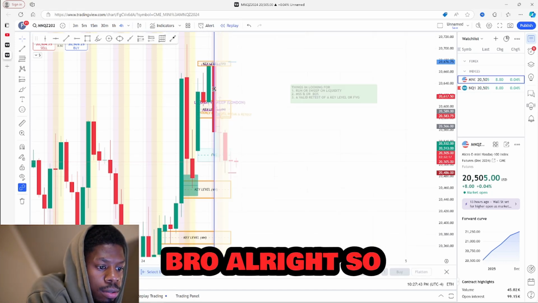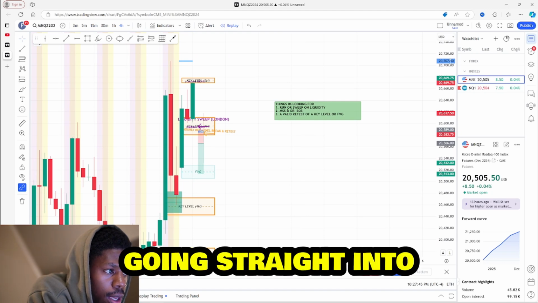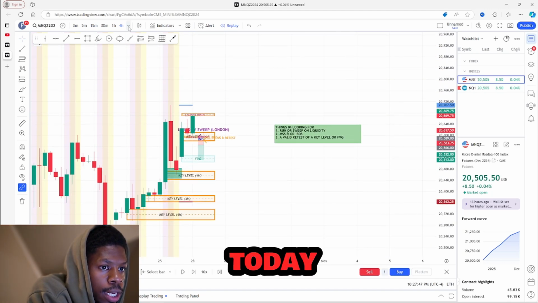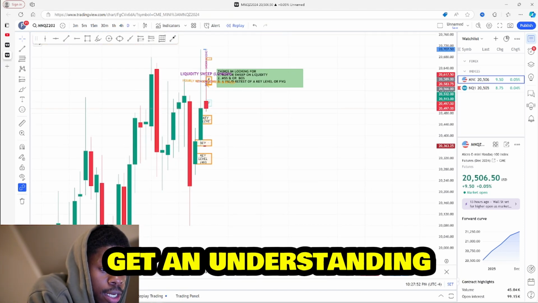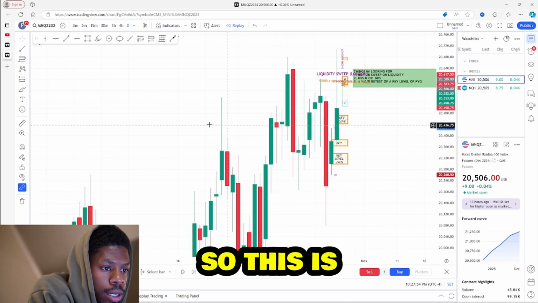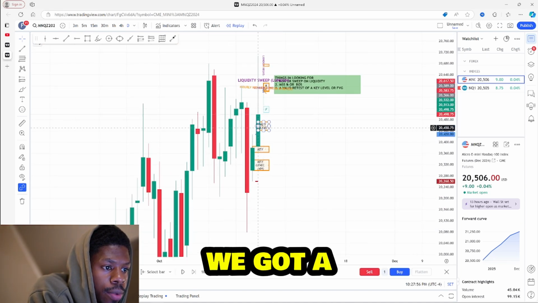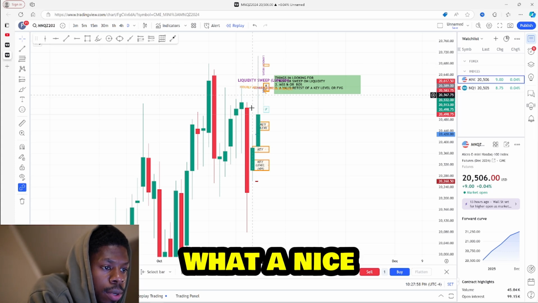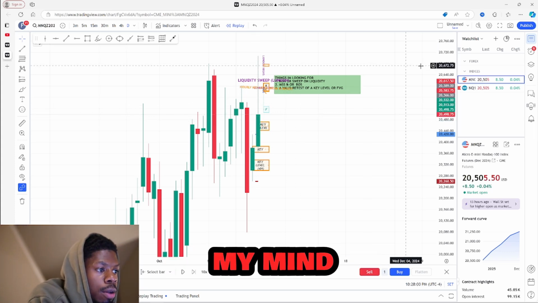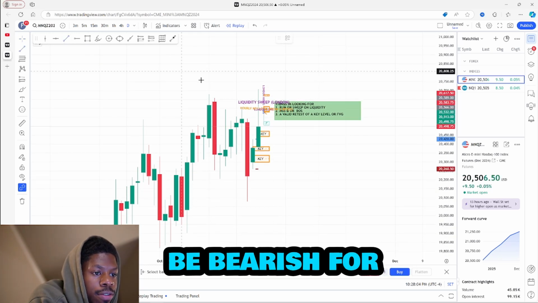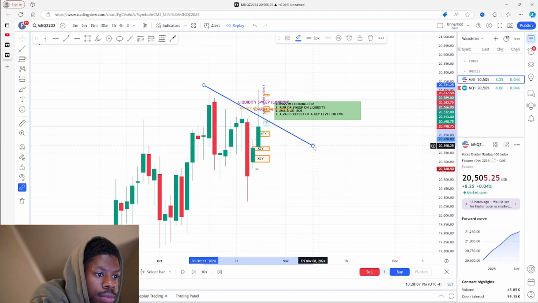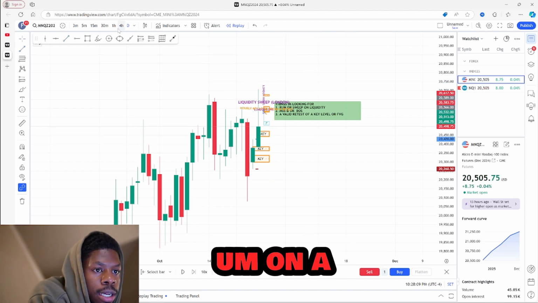Alright, so going straight into today. Today I did take a look at the daily chart just so I could get an understanding of what was going on. So this is what happened on Sunday. We got a big push up with a nice long rejection wick at the top. So in my mind, I'm looking at it like, okay, we could potentially be bearish for today. So I kind of had on a bearish bias.